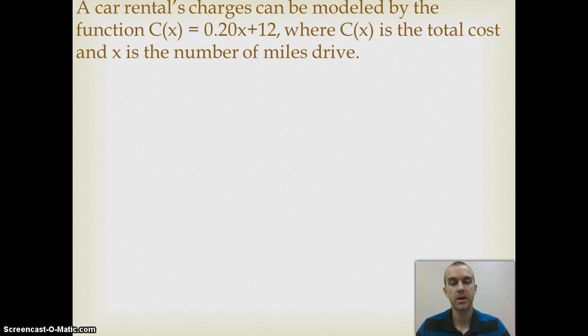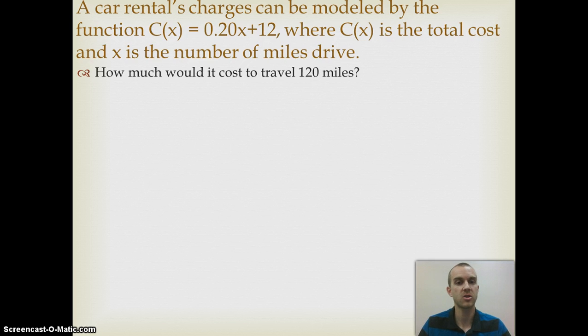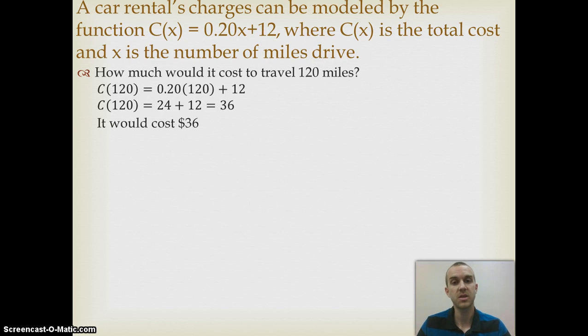Now I can also use it to model real-world situations. For example, a car rental's charge can be modeled by this function where the cost of x equals 0.20x plus 12. Or it's 20 cents per mile driven. So say I want to know, what would be the cost after 120 miles? Well, I'm looking at c of 120. I'm plugging 120 in for x and simplifying. And then 24 plus 12 gives me $36. So it cost me $36 to drive 120 miles.